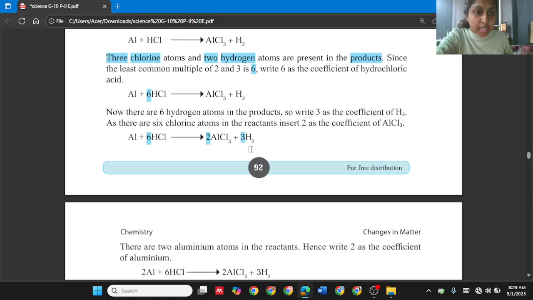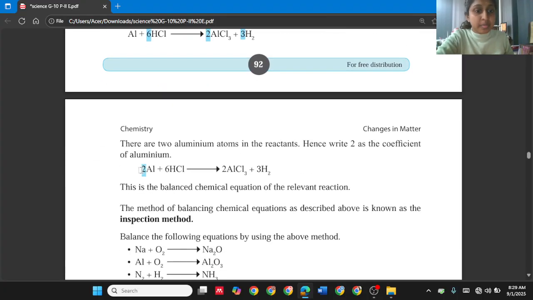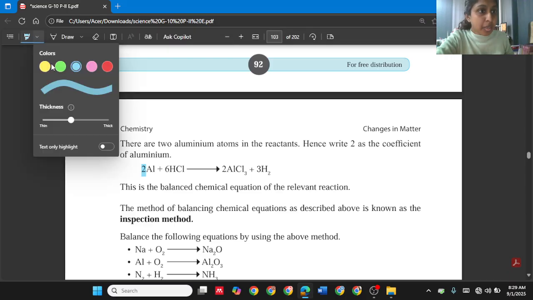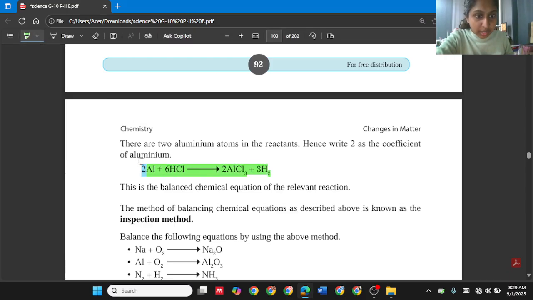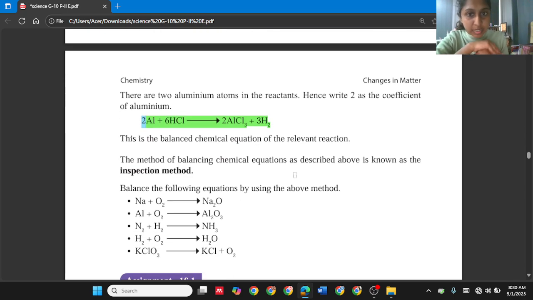And see the number of atoms of aluminium on the right side, it's 2, and on the left side, it just has 1. So you have to put 2 here. Then you're done with the balanced equation. So this is the final outcome. There are 2 aluminium atoms in the products, hence write 2 as the coefficient of aluminium. This is the balanced chemical equation of the relevant reaction. The method of balancing chemical equations as described above is known as the inspection method.